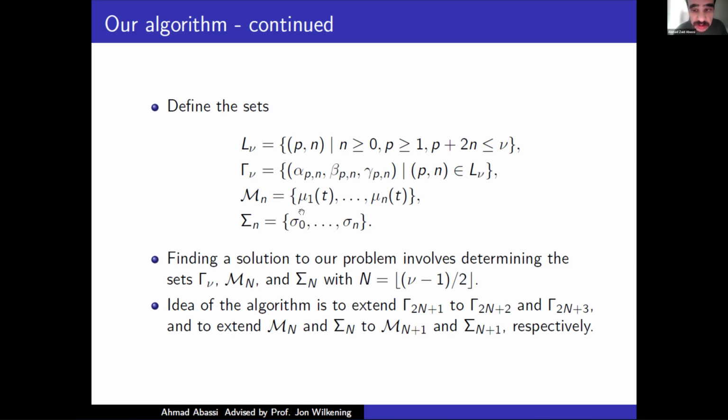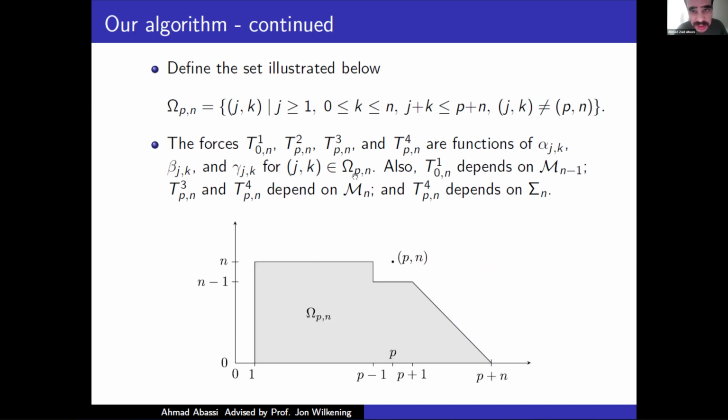And as it turns out, the set M_n, which we now introduce, is just the set of height function Stokes coefficients mu_1 to mu_n. And finding our solution to our problems involves determining the sets Gamma_nu, M_n, and sigma_n, with n and nu being related by this nice quick equation. And the idea of the algorithm, as we stated, is to augment or extend in the set theoretic sense at each iteration Gamma_{2n+1} to Gamma_{2n+2} and Gamma_{2n+3}, and to extend M_n and sigma_n to M_{n+1} and sigma_{n+1}, respectively.